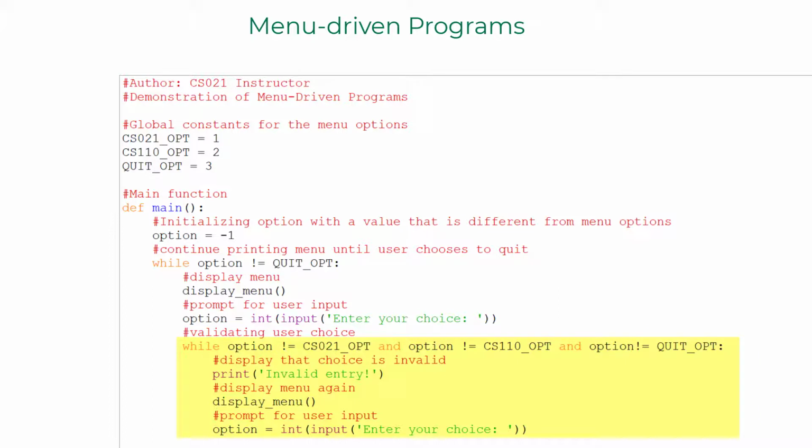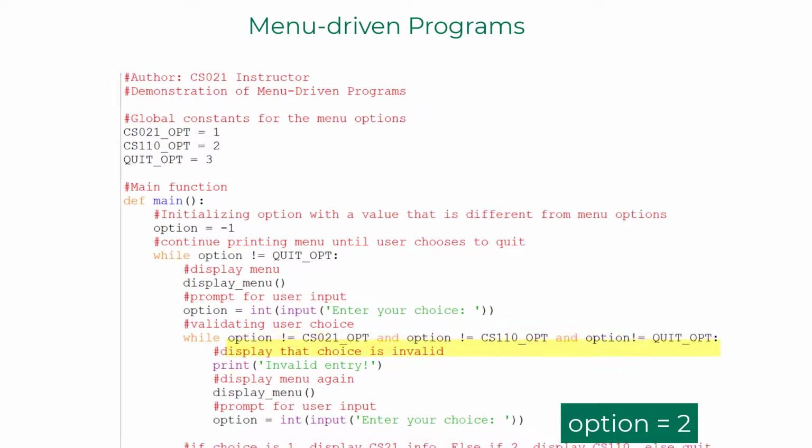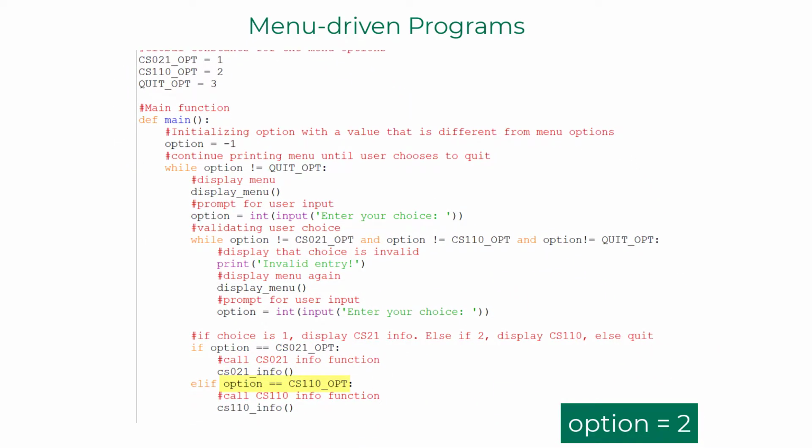And let us see what happens when 2 is entered. This condition will be true. That condition will be true. But the condition option not equals to cs110_opt, which holds the value 2, will result in false. That will make the whole compound Boolean expression false, helping break out of this while loop. It will then pass through this if-elif block and eventually end up displaying CS110 course information.